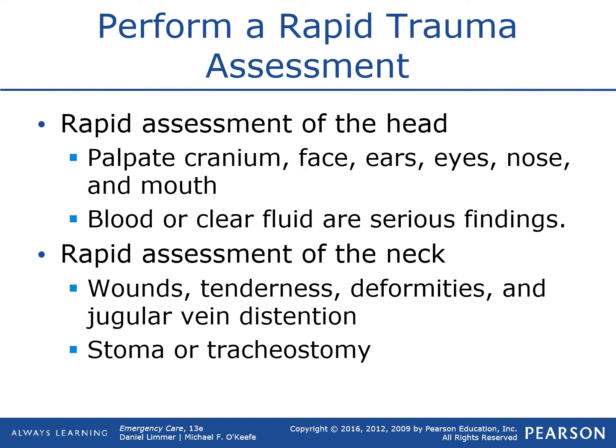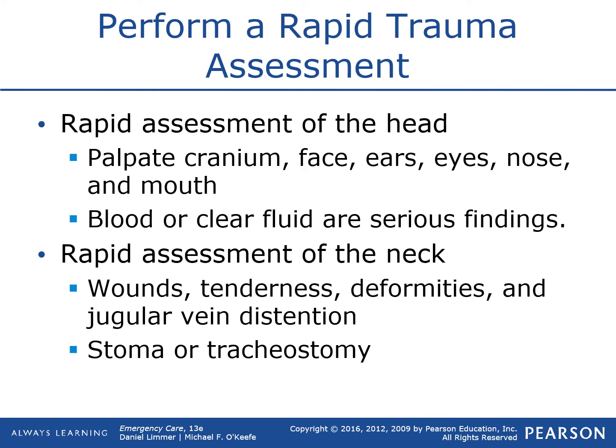If you see blood or clear fluid coming out of the nose or ears or mouth, that is a serious finding typically. That means that we have some sort of bleeding happening in our head. If we see clear fluid, that could probably be cerebral spinal fluid, which means we have a compromise in our neurologic system to the point where the fluid that's supposed to protect our brain and spinal cord is leaking out. So that's a very serious finding if you see that. That's clear fluid typically.